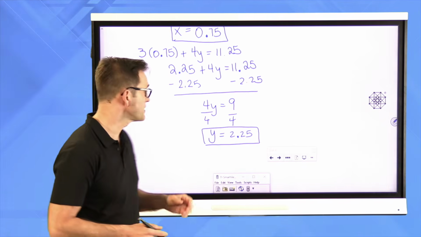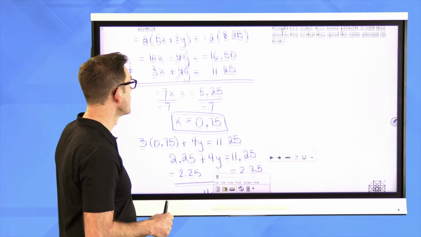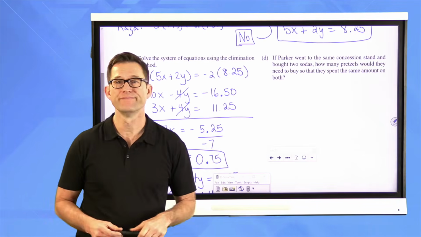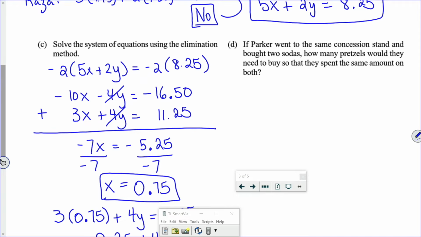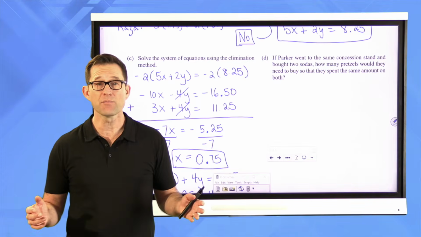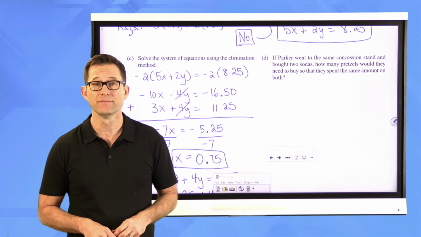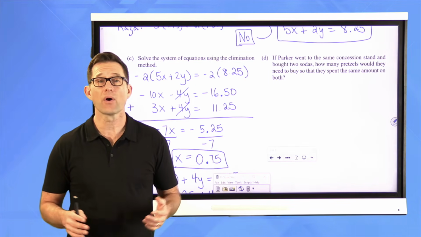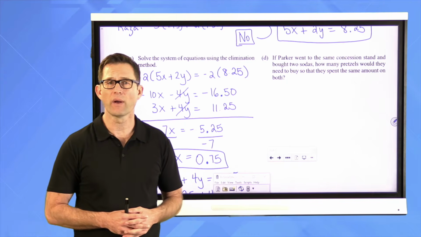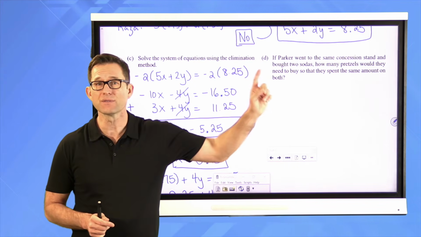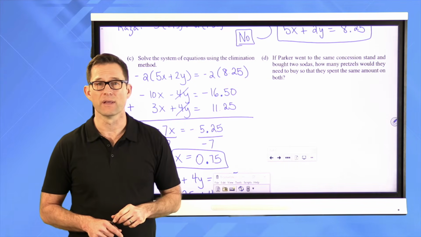All right, let's do the last part of this problem. Here we go, letter D. If Parker went to the same concession stand and bought 2 sodas, how many pretzels would they need to buy so that they spent the same amount on both? Well, at this point, we know the cost of a pretzel, 75 cents. We know the cost of a soda, $2.25. Use those and see if you can solve for letter D.